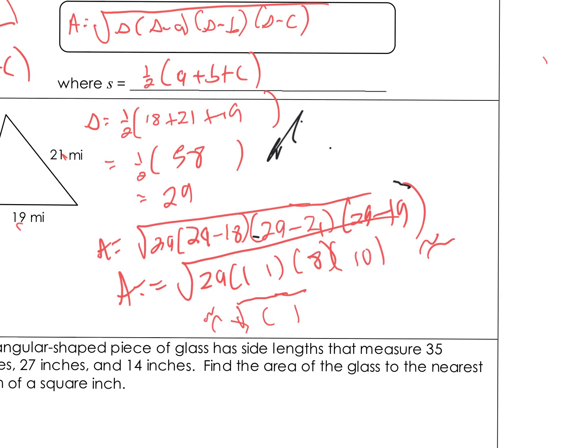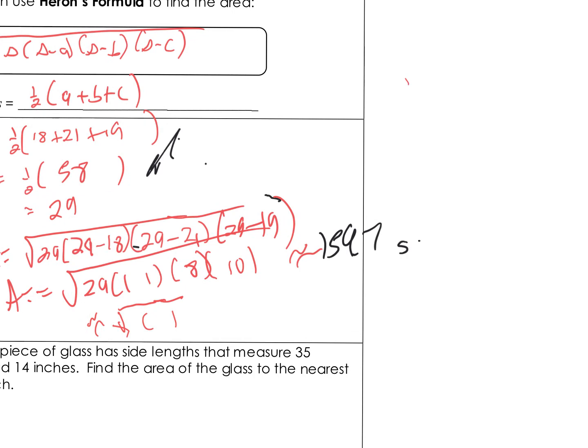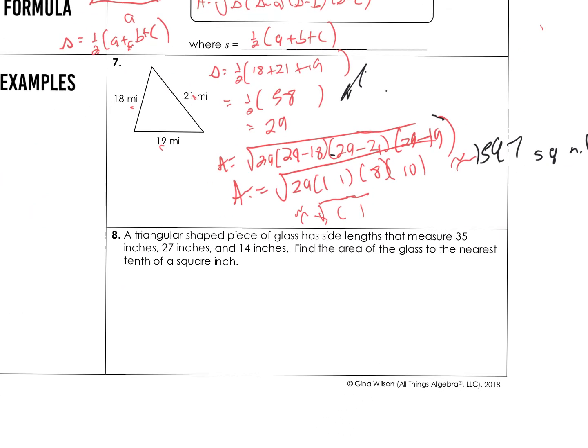So go ahead and do your calculator. Square root of 29 times 11 times 8 times 10. And double check your work. 159.7, if I remember right. 159.7 square miles. That's Heron's formula.